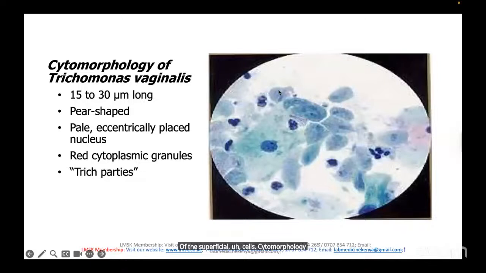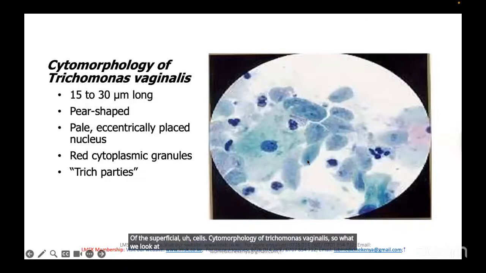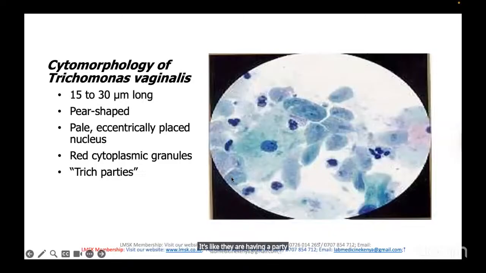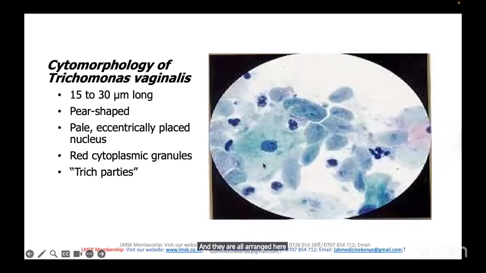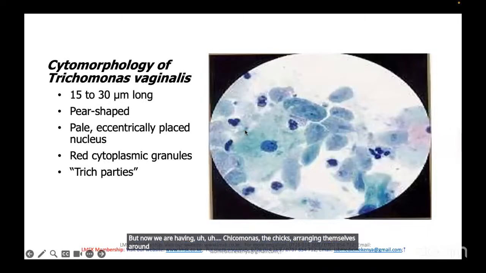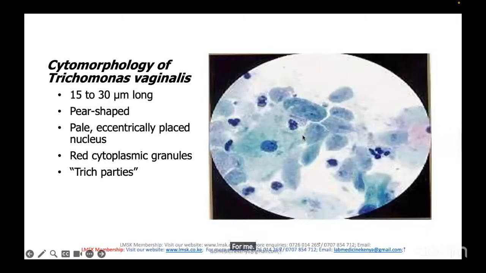Cytomorphology of Trichomonas vaginalis. What we look at here are all Trichomonas vaginalis arranged there. It's like they are having a party. We are assuming that this is a table and they are all arranged around it. This is a squamous cell, and the Trichomonas are arranging themselves around that particular cell, forming what we call trich parties. All these are trichomonads. There are quite a number in this slide.